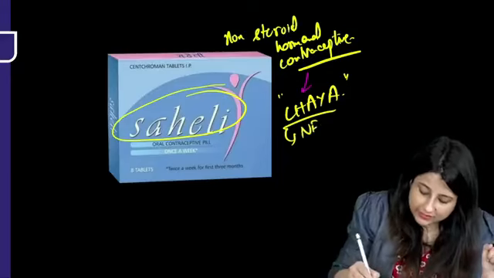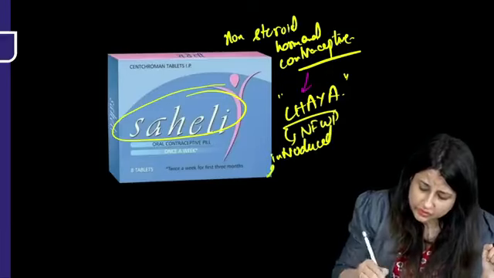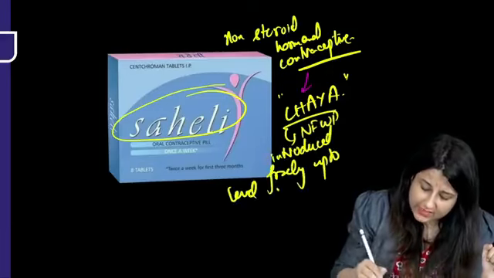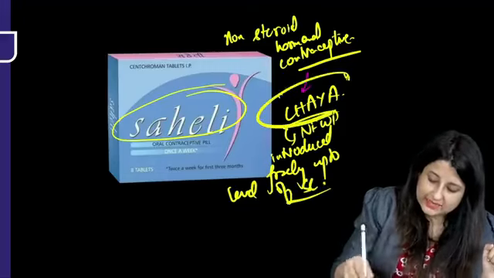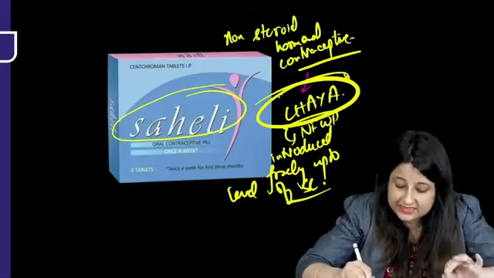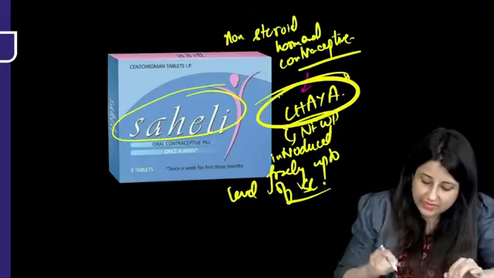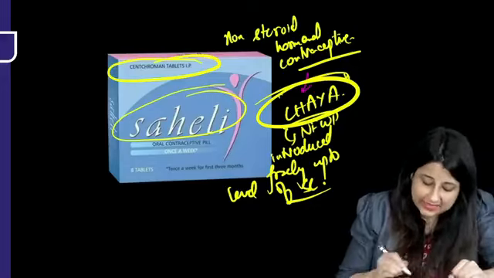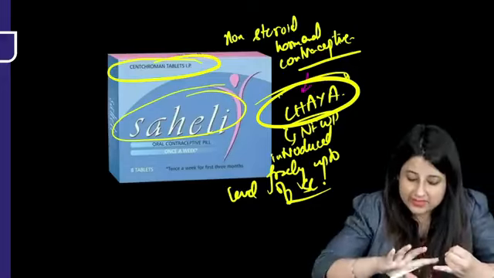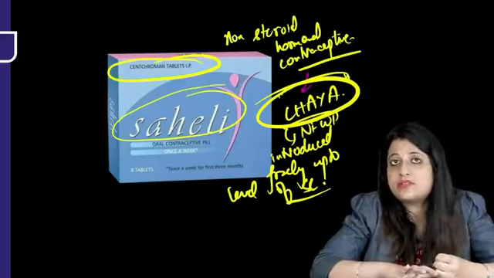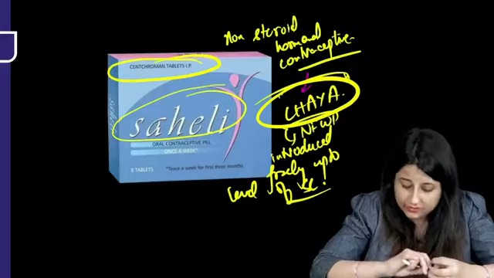The National Family Welfare Program introduced it freely. Up to which level? Freely up to the level of subcenter, guys. And it is now available under the name of Chaya. Please remember that. It is a non-steroidal hormonal contraceptive. Here, it is also known as centchroman tablets. So you have to know centchroman, Saheli, now available as Chaya, as a newer contraceptive freely available up to the level of subcenter.